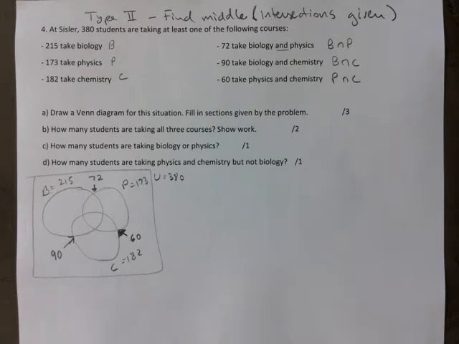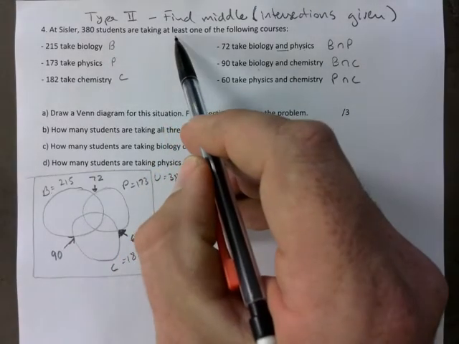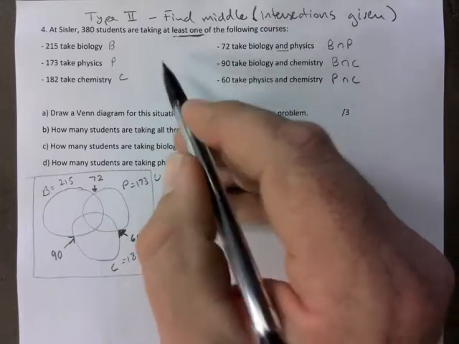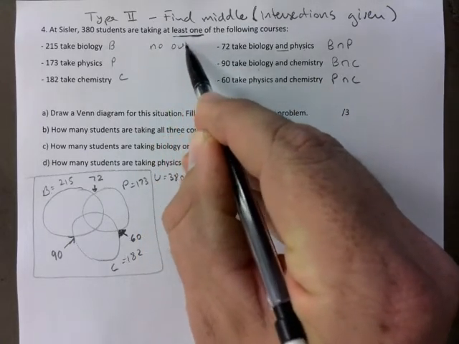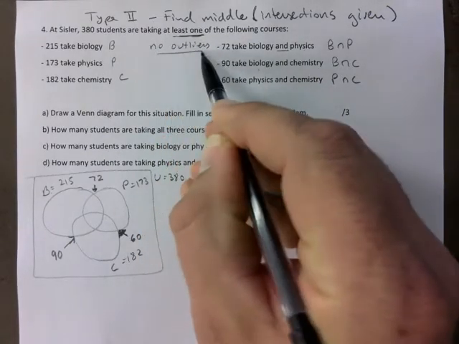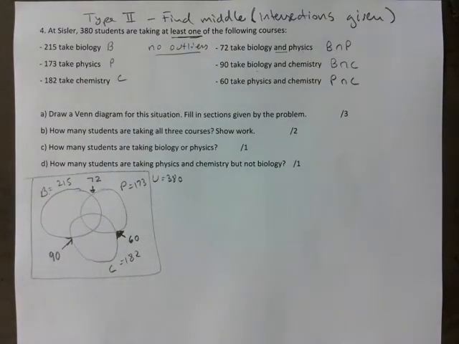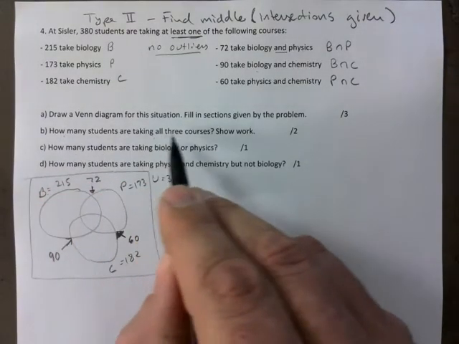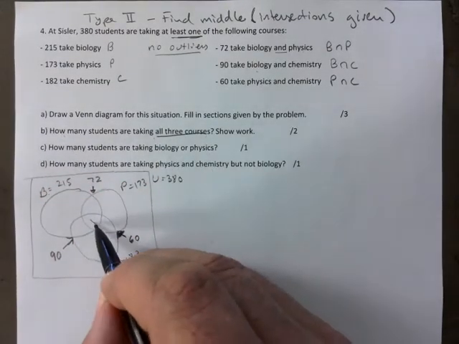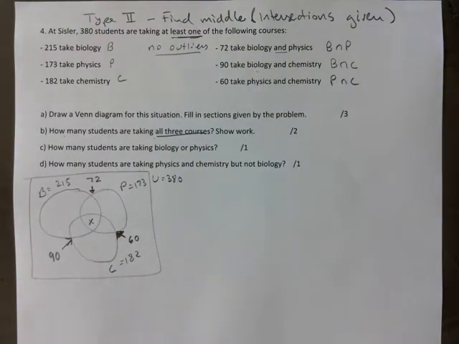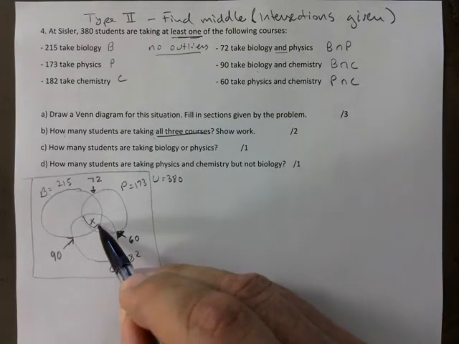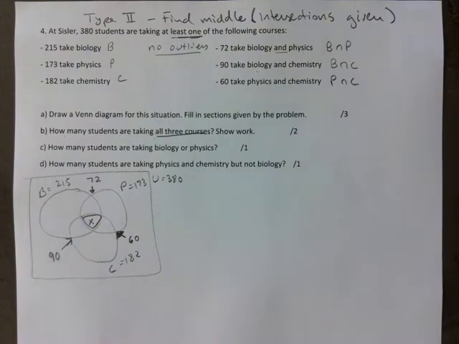There are no outliers. It doesn't say, right, saying that everybody's taking at least one. That's saying no outliers. Okay. So there we go. We've got that figured out. So how many students are taking all three courses? That is this inside. That section right here is what we're after now.